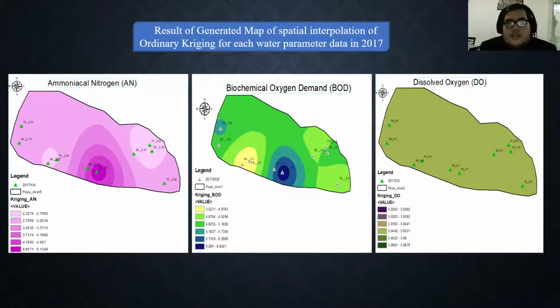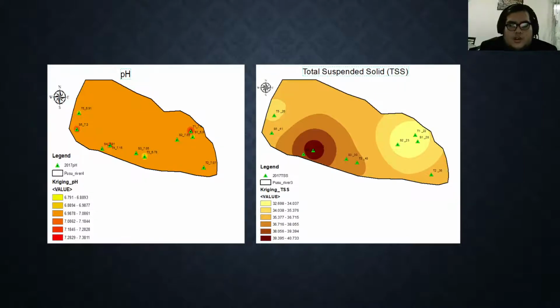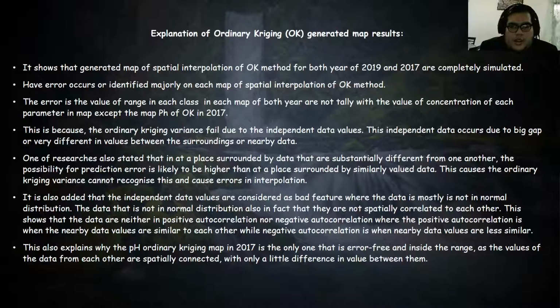And next is the result, the generated map of spatial interpolation for each water parameter in the data in 2017. That is AN, BOD, DO, total dissolved solids, pH, and so on. For the explanation of the ordinary kriging generated maps, it shows that the spatial interpolation maps of the ordinary kriging method for both years of 2019 and 2017 are completely simulated.